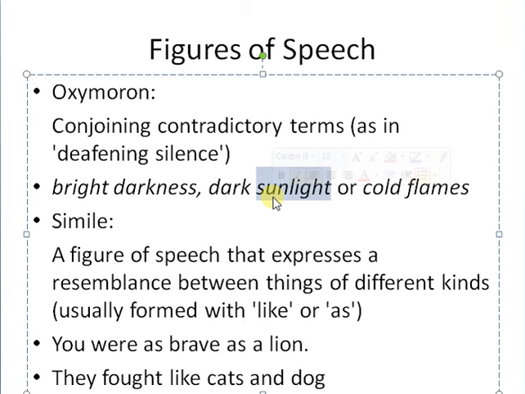The next one is simile, a figure of speech that expresses a resemblance between things of different kinds, usually formed with like or as. It is basically a kind of comparison using the word like and the word as. The example is, you were as brave as a lion. I could have said that you are brave, but using the figure of speech simile, I would say that you were as brave as a lion. I am comparing your braveness with a lion, because the lion is also a sign of bravery.